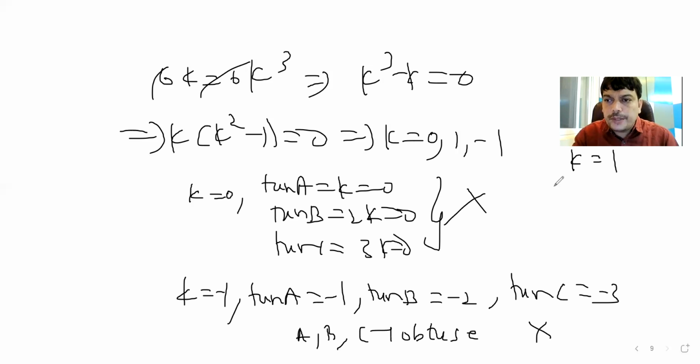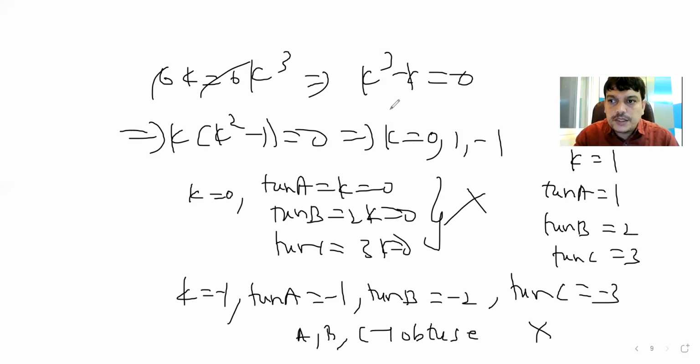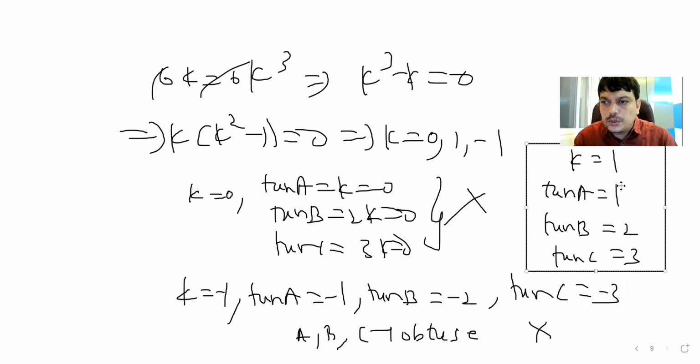For k equal to 1 you'll be getting tan A as k, which is 1, and tan B is 2k. So putting k as 1, it is 2, and tan C equal to 3k. This is going to be 3. So let me just put this in a box. So for this particular case, whatever I got, this is the final result you are going to consider.